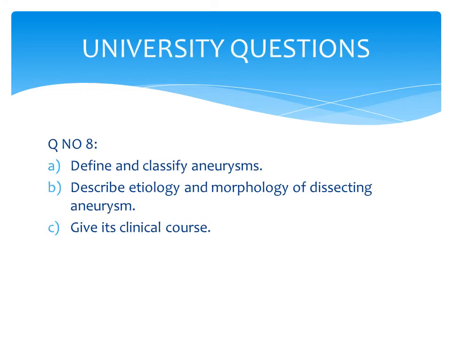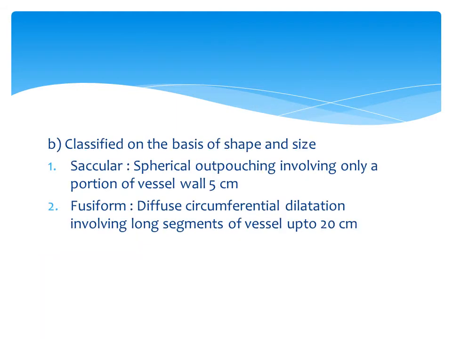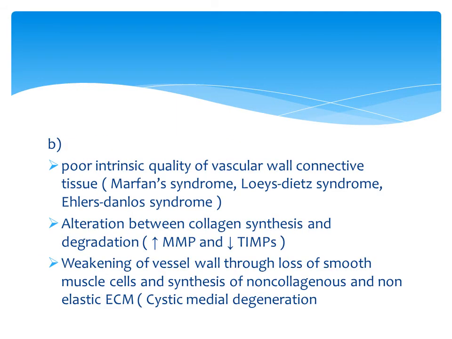So now coming to the last question, question number 8. Define and classify aneurysms. Describe the etiology and the morphology of the dissecting aneurysm and give its clinical course. So we have already discussed the topic of aneurysm.